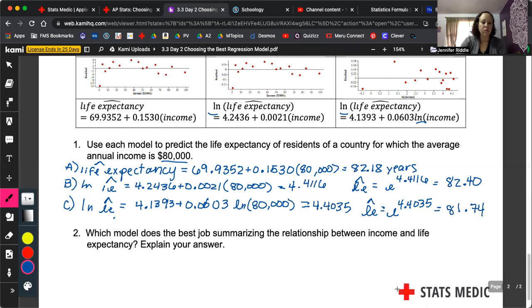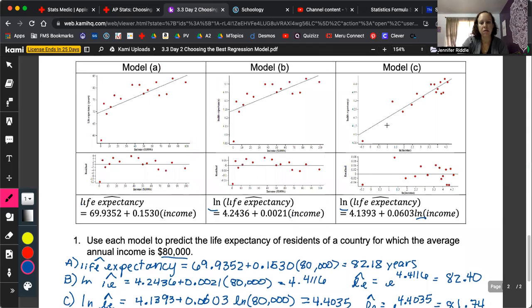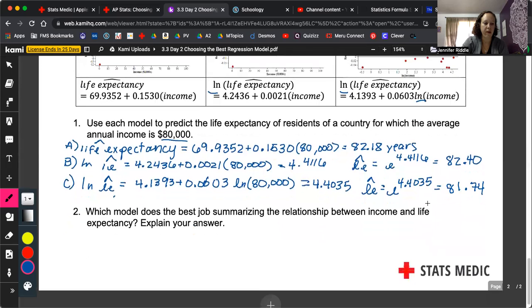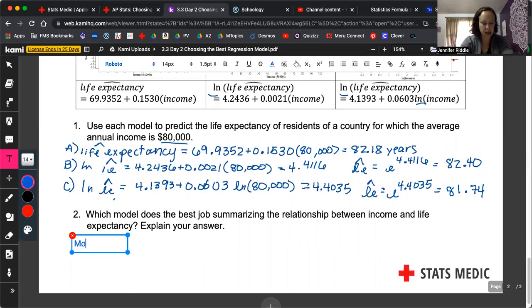Part 2 asks us which model does the best job summarizing the relationship between income and life expectancy. So remember, our criteria for choosing the best regression model are to check the scatter plot for a linear pattern, check the residual plot for no leftover pattern, and check that the R-squared value is closest to 1. So we don't have the R-squared value, but we talked about how in model C, we have the most linear data and our residual plot has no leftover pattern. So our best answer is going to be model C.